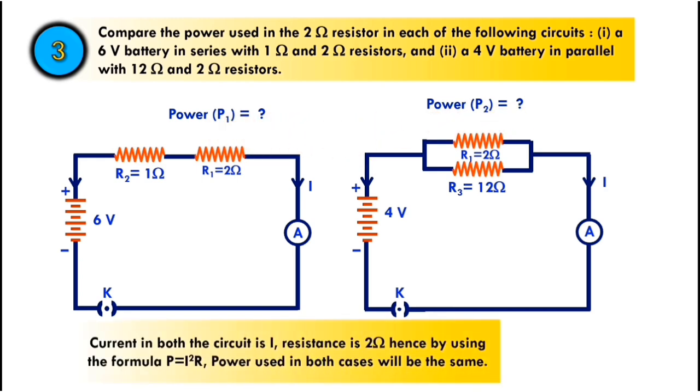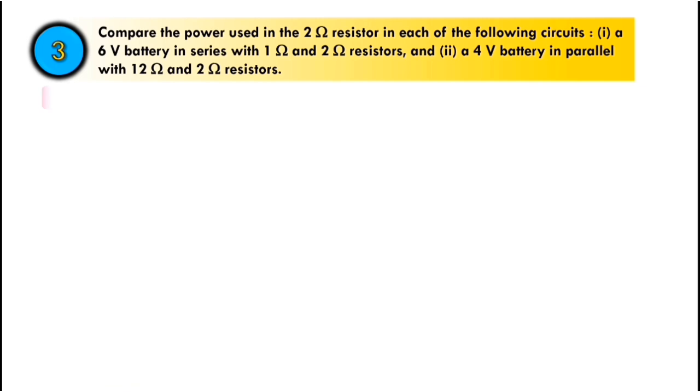So now see here, current in both the circuits is I. Resistance is 2 ohm, hence by using the formula P equal to I square into R, power used in both cases will be the same. So in both circuits the current is I and the resistance is 2 ohm. Therefore we can use the formula P equal to I square into R, okay? And in both cases the power will be the same.